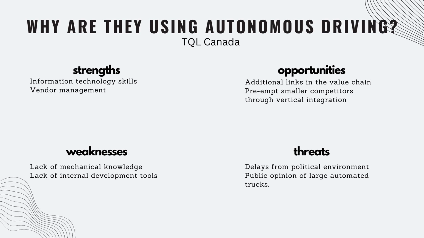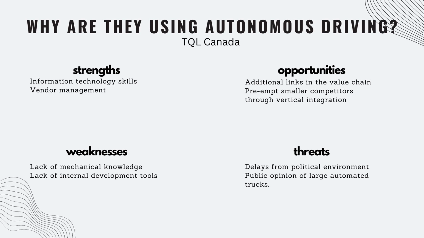Now, why are companies using or wanting to use autonomous vehicles in Canada? Let's look at an application for Total Quality Logistics in the Canadian logistics market. Strengths: they currently work a diverse and large vendor base and have a strong skill set when it comes to managing vendor relationships.